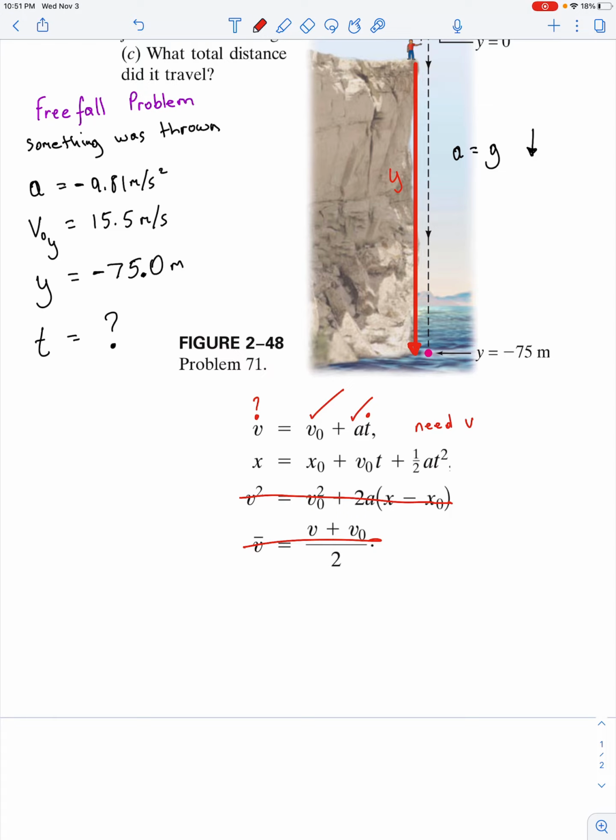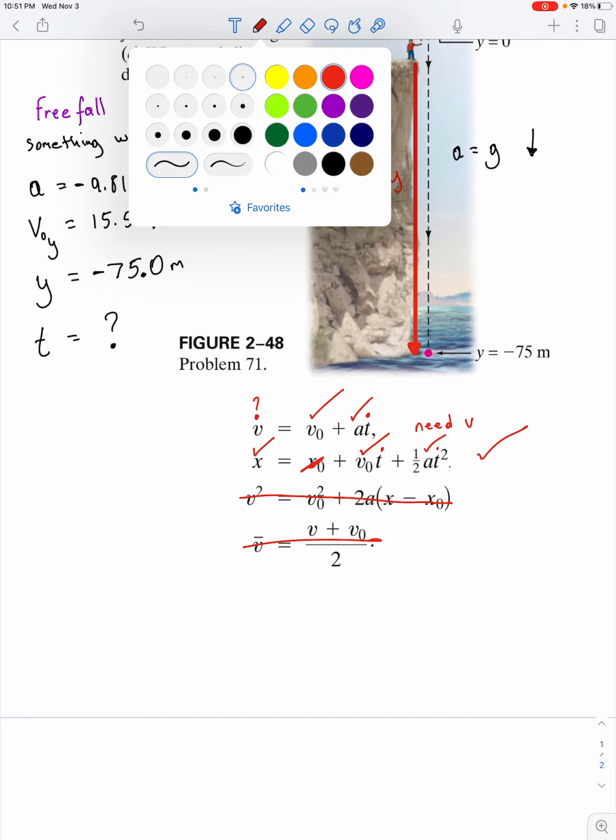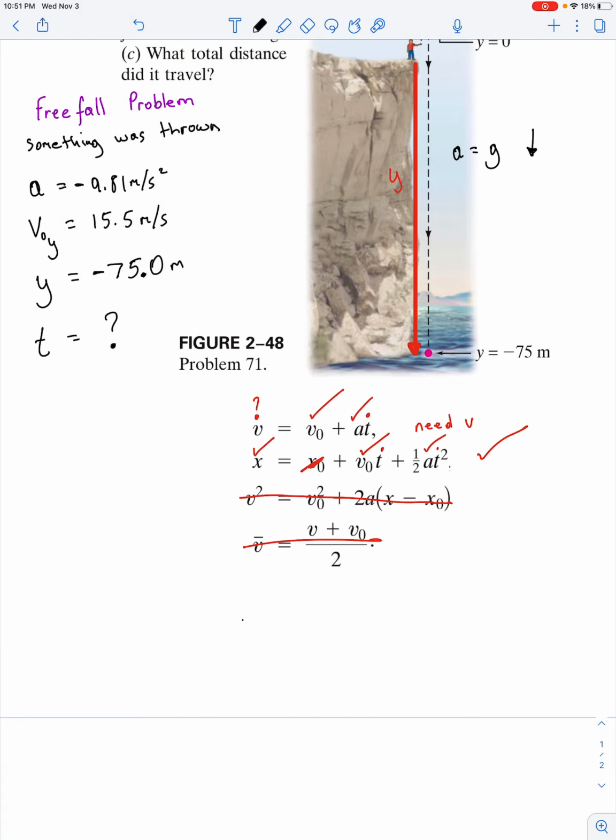Do we have x? In this case, x is your y. Yes, because it's just your displacement. This thing is 0 because you're starting from 0. This one you have. This is what you're looking for. And this you have. So ding, ding, ding, ding. This is the one I'm going to use. So I'm going to use y is equal to v0y t plus half a t squared.